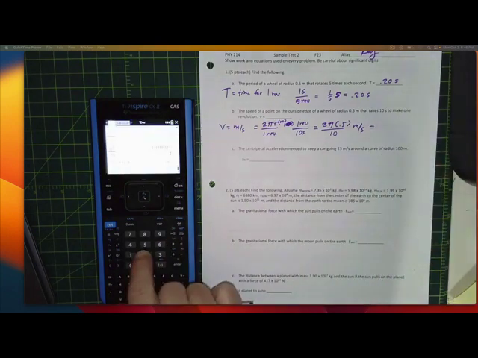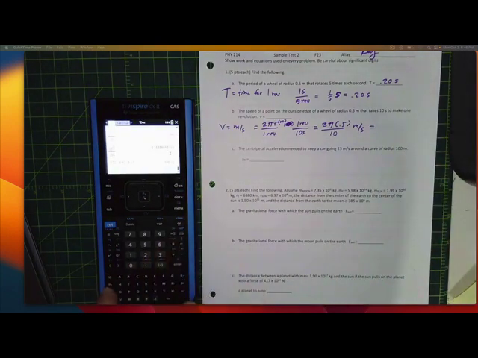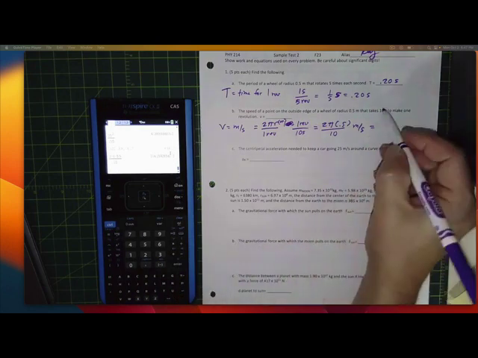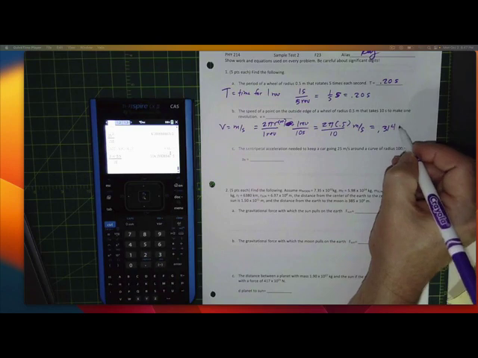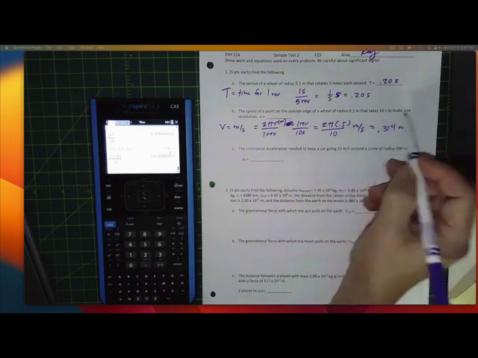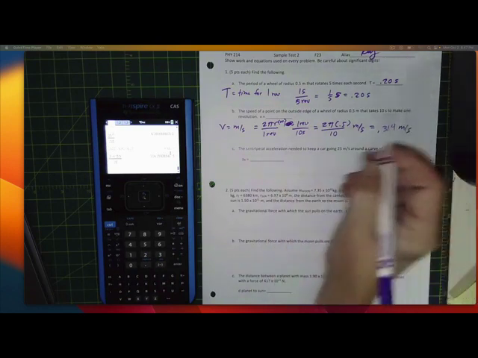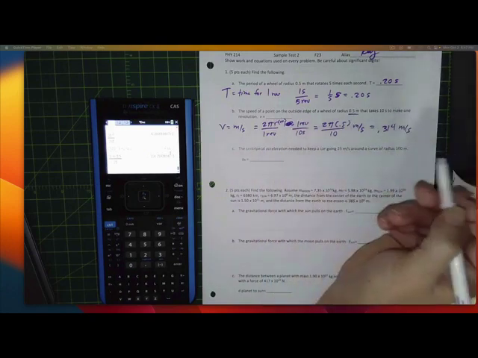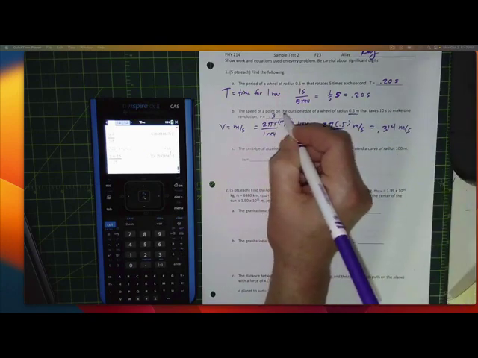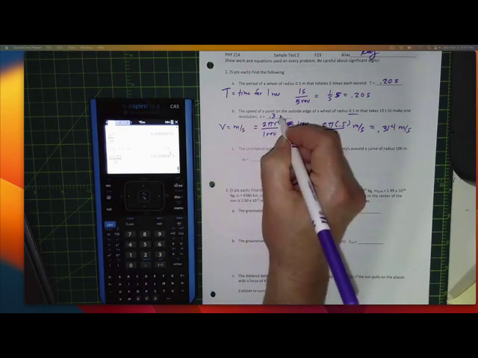Plug that in. 2 times pi times 0.5 divided by 10. All right, so 0.314 meters per second. Not very fast. I mean, 10 seconds to do one revolution is not very fast. We only have actually one significant digit, so 0.3 meters per second.